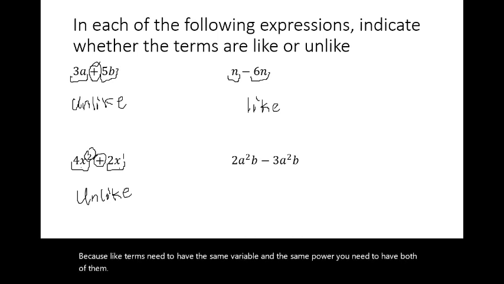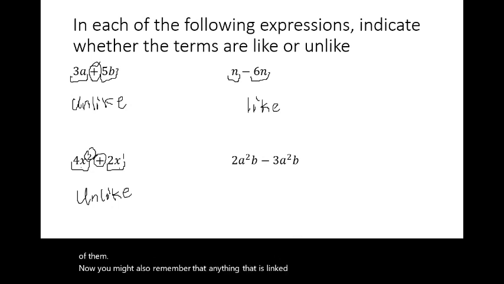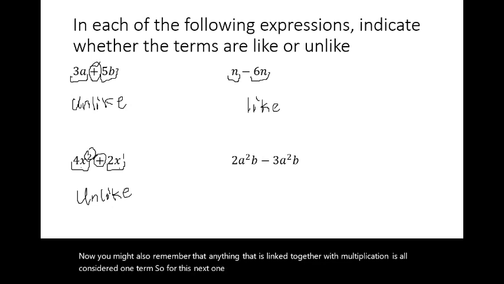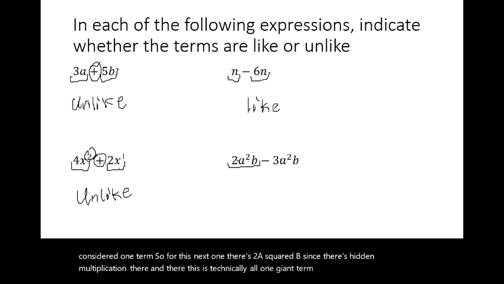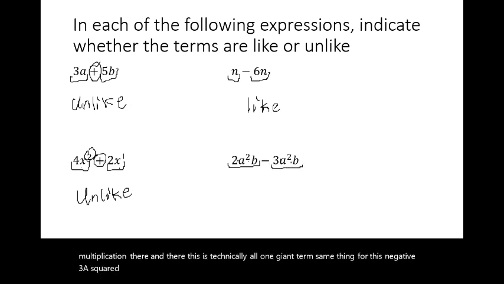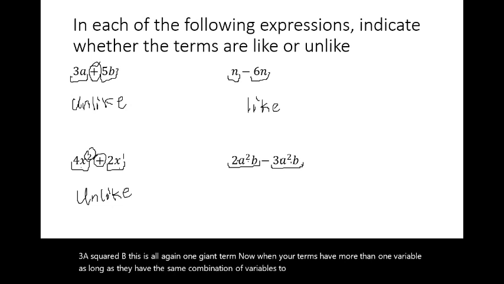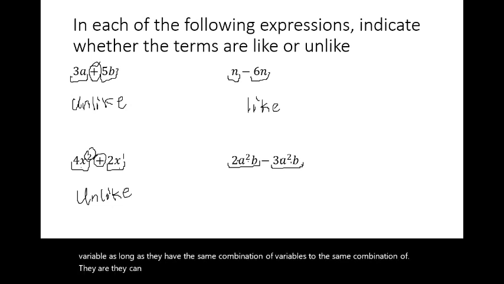Now you might also remember that anything that is linked together with multiplication is all considered one term. So for this next one, this 2a squared b, since there's hidden multiplication there and there, this is technically all one giant term. Same thing for this negative 3a squared b. This is all, again, one giant term. Now, when your terms have more than one variable, as long as they have the same combination of variables to the same combination of powers, they can still be considered like terms. So this first term had an a squared b. This second term had an a squared b.